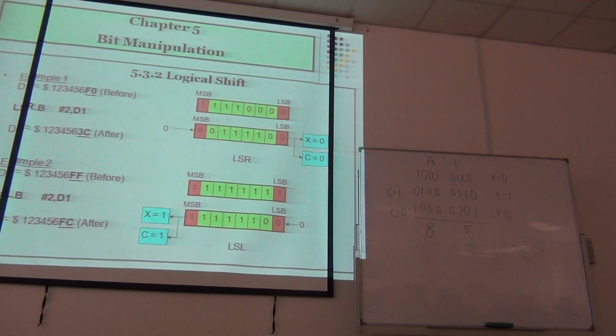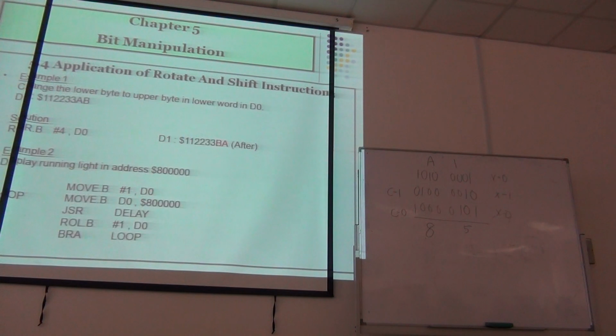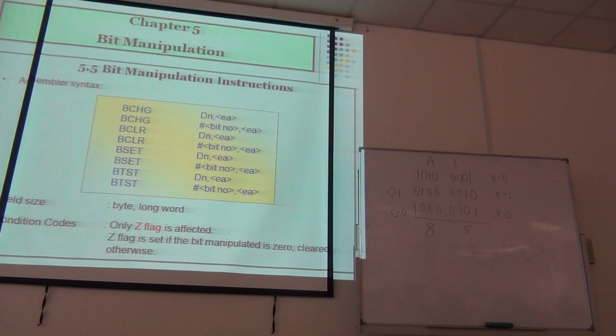Okay, next one. The last four only. We are going to learn bit clear, bit change. So these are the four last commands: bit change, bit clear, bit set, and bit test. This is very simple, but you have to do it one by one. Let's try the first one. Let's look at the result. What does it do?